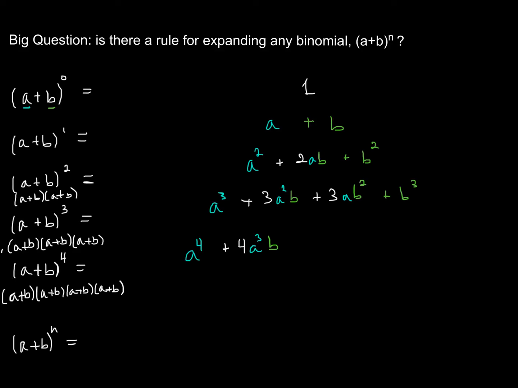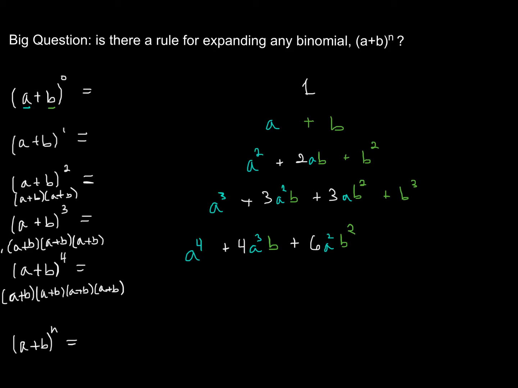Okay. Then I had a squared times b squared. How many of those did I have? Well, when I multiplied a by 3ab squared, I got 3a squared b squared. And when I multiplied b by 3a squared b, I got another 3a squared b squared. So I ended up with 6a squared b squareds.